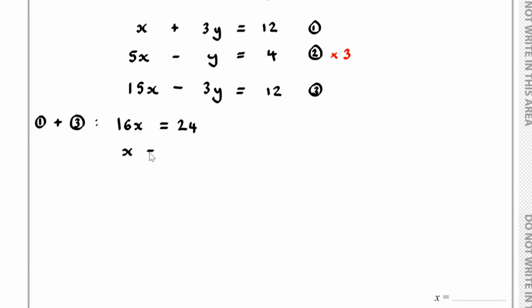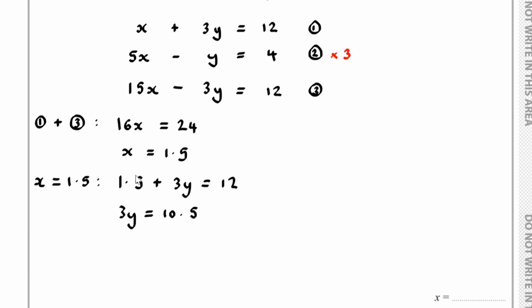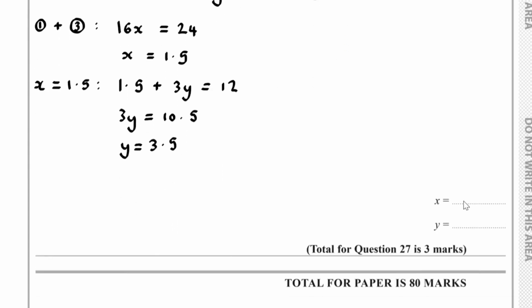16x is 24, which means x is equal to 1.5. And then when x is 1.5, we can find out what y is. Substituting into equation 1, we've got 1.5 plus 3y equals 12. 3y is 10.5, and therefore y is equal to 10.5 divided by 3, which is 3.5. So we have x is 1.5, and y is 3.5.